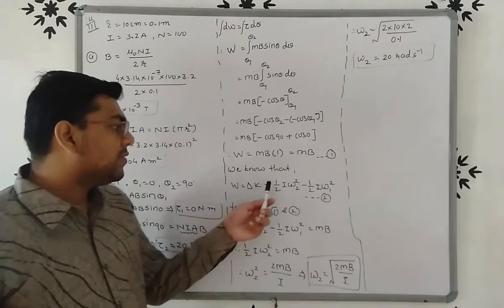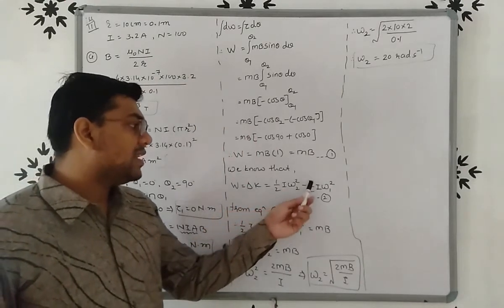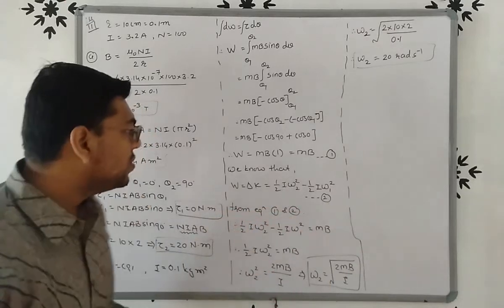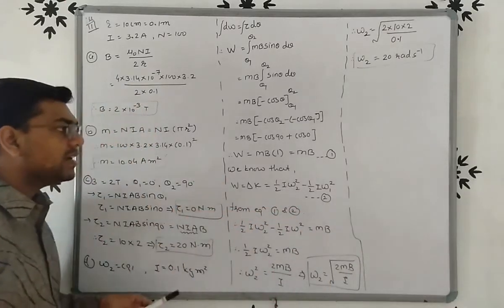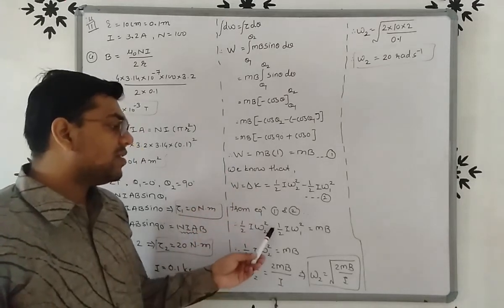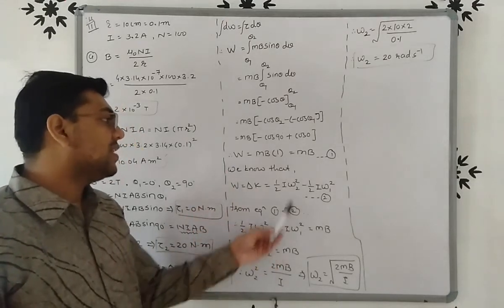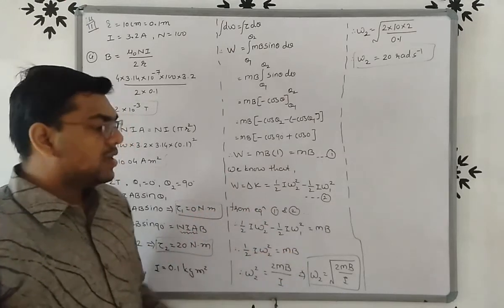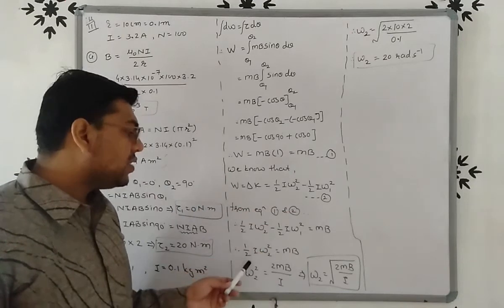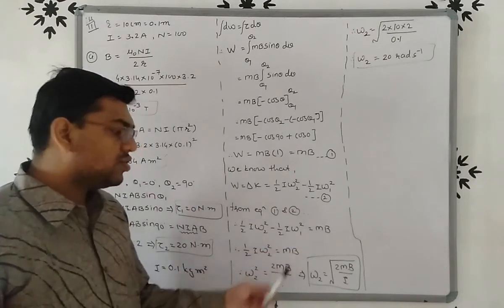So delta K is 1 by 2 I omega 2 square minus 1 by 2 I omega 1 square. That is equation number 2. So from 1 and 2 we get W, that is 1 by 2 I omega 2 square minus 1 by 2 I omega 1 square is equal to MB. Right, in initial condition omega 1 is 0. So 1 by 2 I omega 2 square is equal to 2 MB.